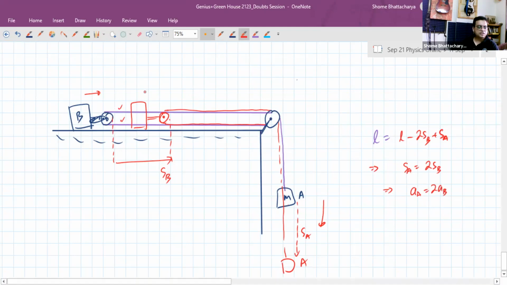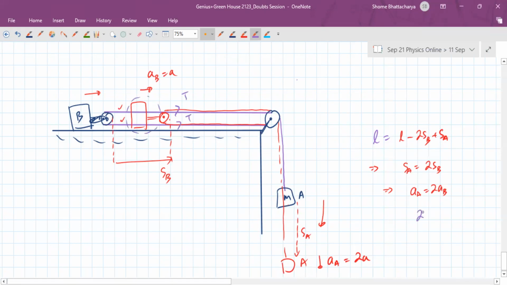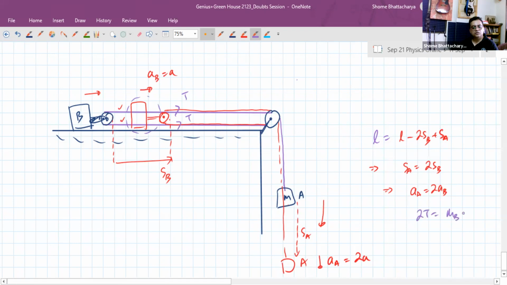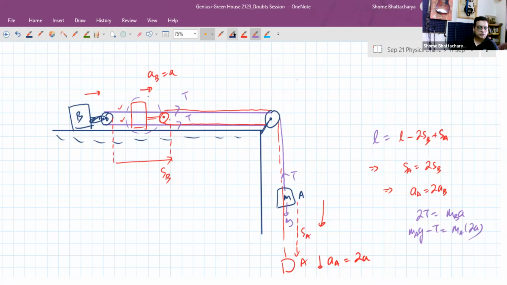Once you understand this, let's say the acceleration of B is a. Then the acceleration of A will become 2a. And then it's a matter of free body diagram. On this, there is T plus T, 2T acting horizontally. So we have 2T is equal to mass of B into its acceleration. And on this, we have weight minus tension is equal to mass of A into acceleration of A, which is 2a. Now solve these two equations and you will get the answer.